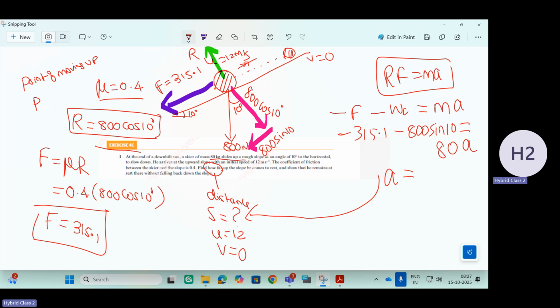So this is by Newton's second law. Resultant force is equal to mass into acceleration. You have to collect all the forces which are acting parallel to the acceleration direction. Minus 5 point.